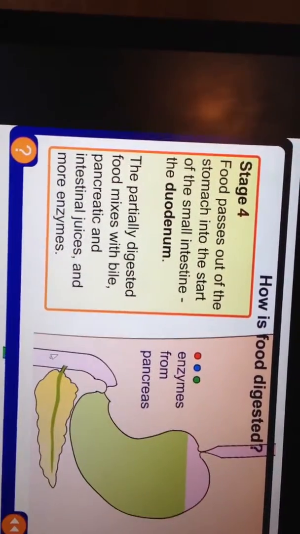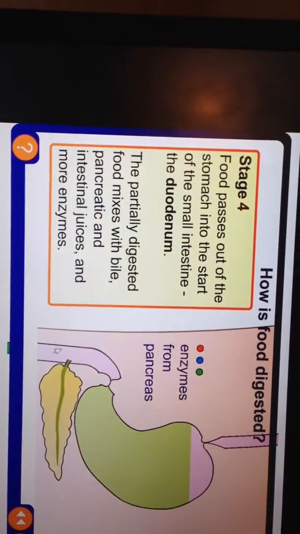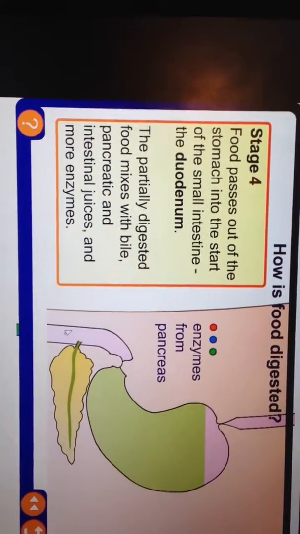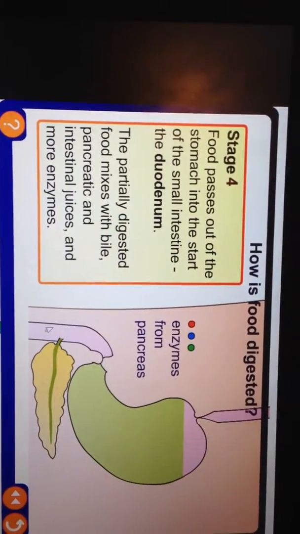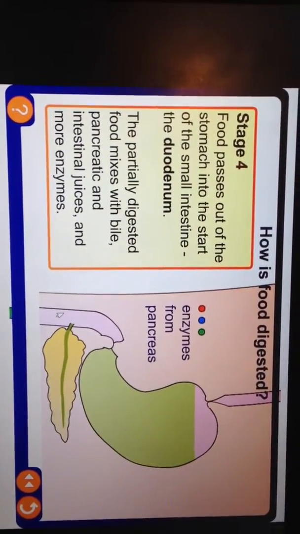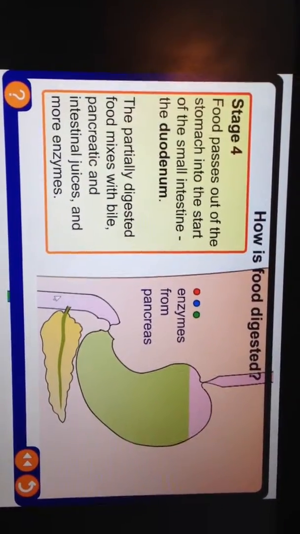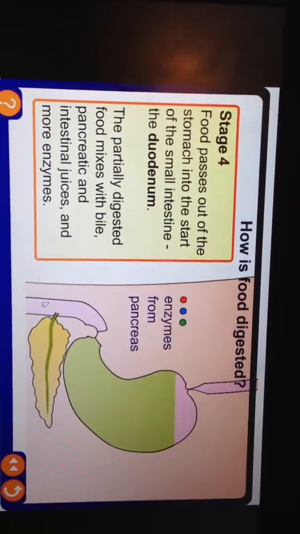You've got colour coding to remind you. You have more amylase, which was working in the mouth also, breaking down the starch into sugars. We have the protease, which was just working in the stomach, breaking down the proteins into amino acids.